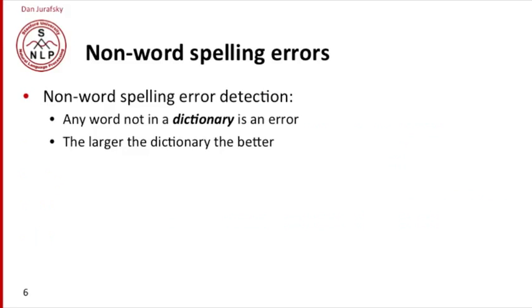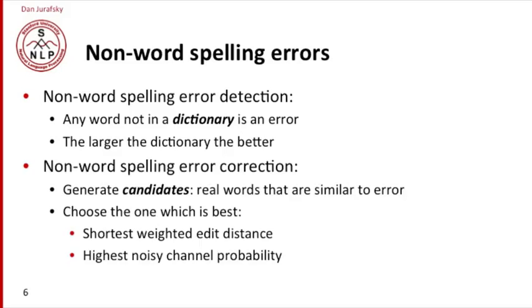How do we detect non-word spelling errors? The traditional way is just to use a large dictionary. Any word not in the dictionary is an error. And the larger the dictionary, it turns out, the better this works. For correcting these non-word spelling errors, we generate a set of candidates, that's real words that are similar to the error, and then we pick whichever one is best. And we'll talk about the noisy channel probability model of how to do that. And it's also related to another method called the shortest weighted error distance method.